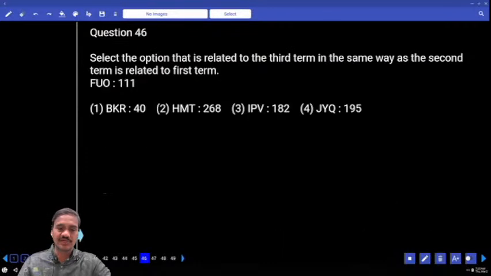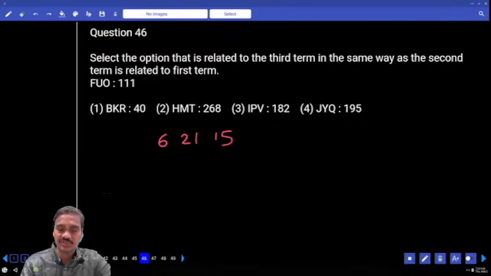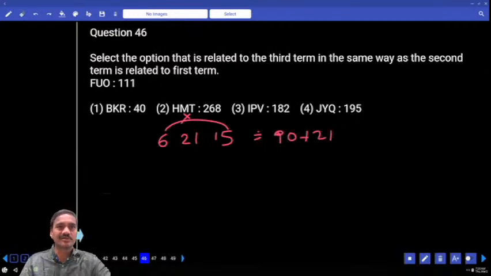Then 46, F, U and O, and the value is how much? 111. Tell me how will you get 111? What is the value of F? 6. And U is how much? 21. And O is how much? 15. 6, 21 and 15. Then how will you get 111 with the help of this? 6 into 15, 90. Plus 21, 90 plus 21, 111.